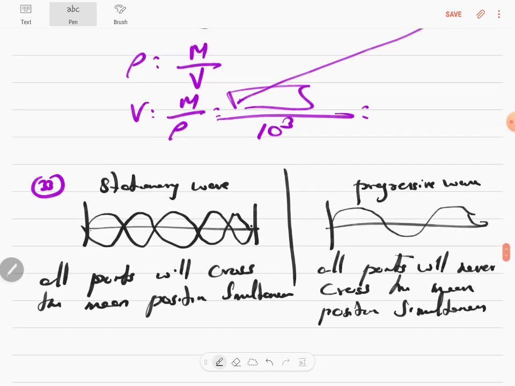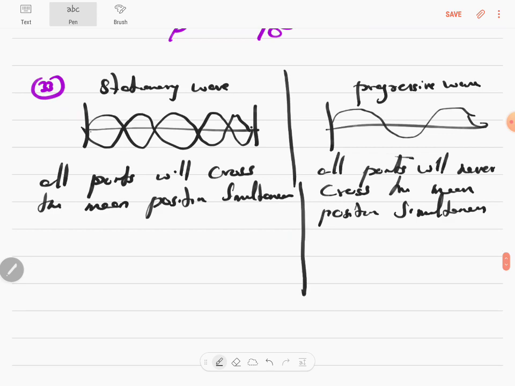Then the stationary wave, as you can see, is stationary. The points at the node will remain stationary. In a stationary wave, all points or particles in the medium will cross the mean position simultaneously. In a progressive wave, all points or particles will never cross the mean position simultaneously.